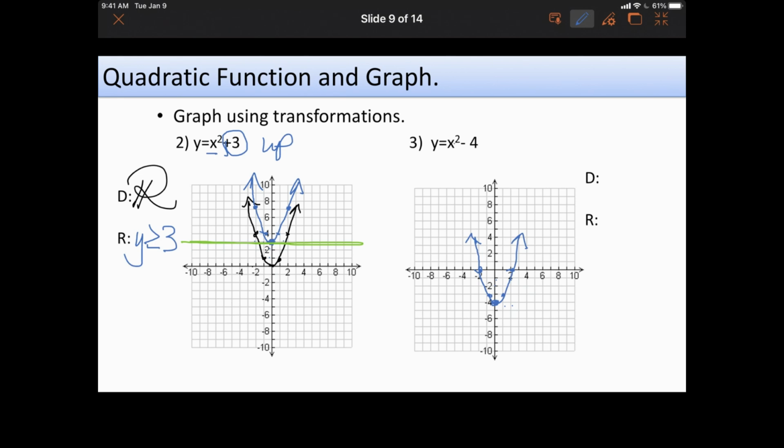All right, so a minus 4 on the outside brings it down. The domain, all real numbers. The range now, you can see, right? It's now from negative 4 and it's going up. So y is greater than or equal to negative 4.